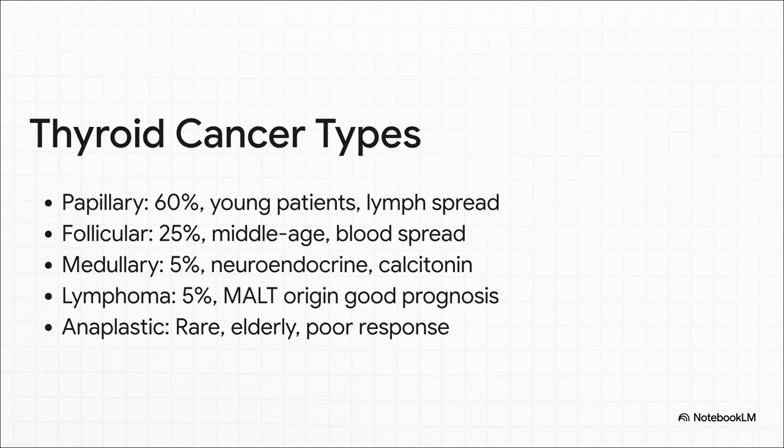Papillary generally affects younger patients and tends to spread to lymph nodes, whereas follicular hits middle-aged patients and spreads early through the blood to the bones and lungs. Anaplastic is rare, mostly seen in the elderly, and sadly has a notoriously poor response to treatment.